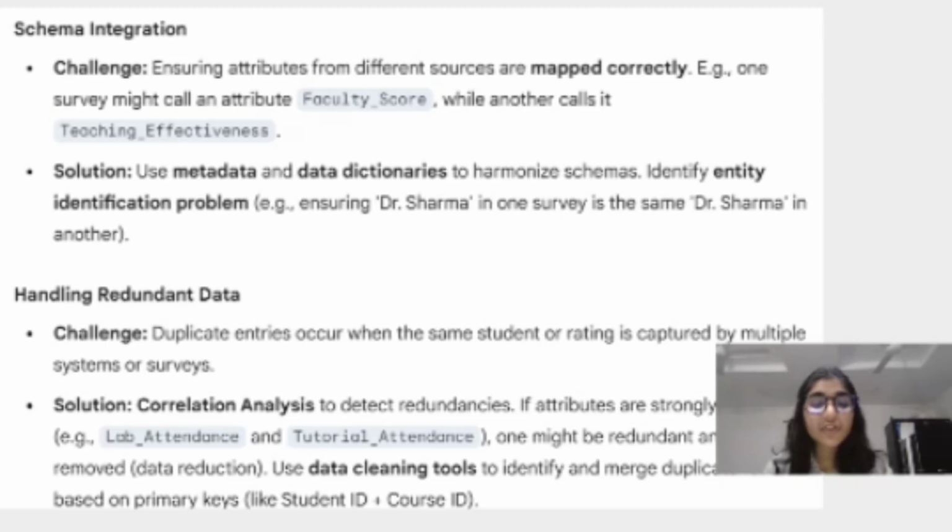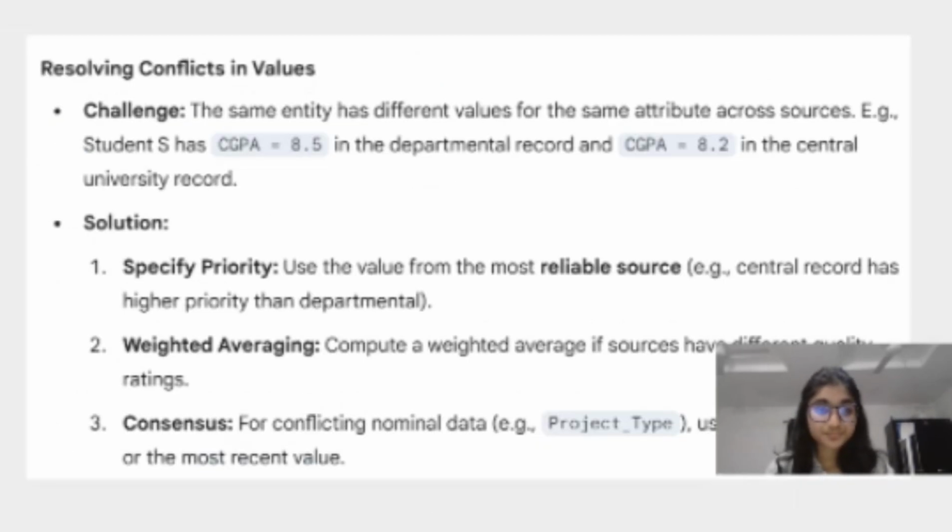Then handling redundant data. Duplicate entries occur when the same student or rating is captured by multiple systems or surveys. It is managed by correlation analysis to detect redundancy. If attributes are strongly correlated, one might be redundant and can be removed. Use data cleaning tools to identify and merge duplicate records based on the primary key.